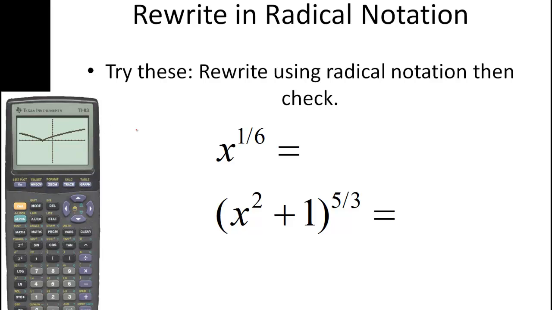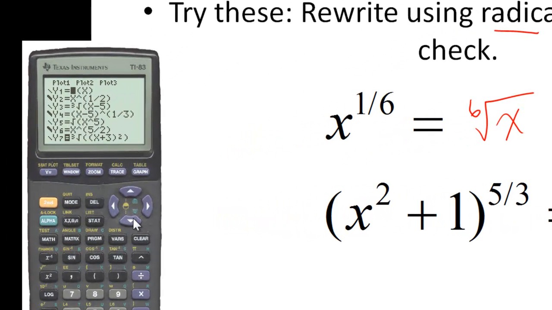Now we're going to go in the opposite direction. These are written in fractional form, and we're going to convert to radical notation. So x to the 1/6, x to the 1/2 was the square root, x to the 1/3 was the cube root, x to the 1/4 is the 4th root. So x to the 1/6 should be the 6th root of x. So let's check that out.